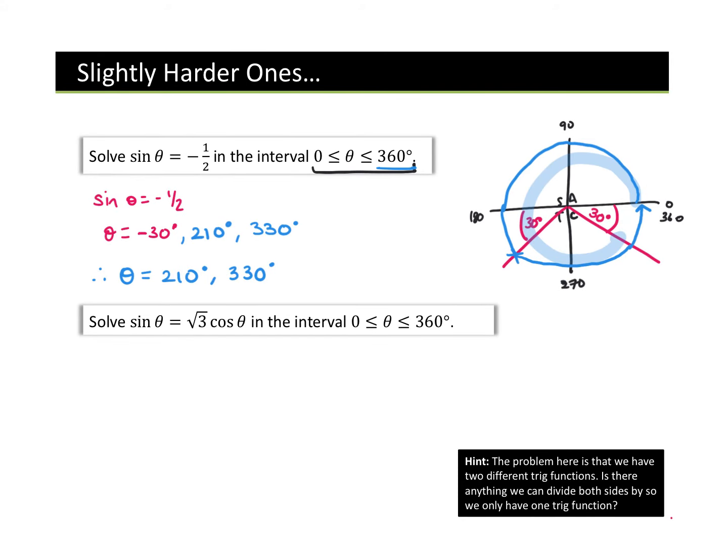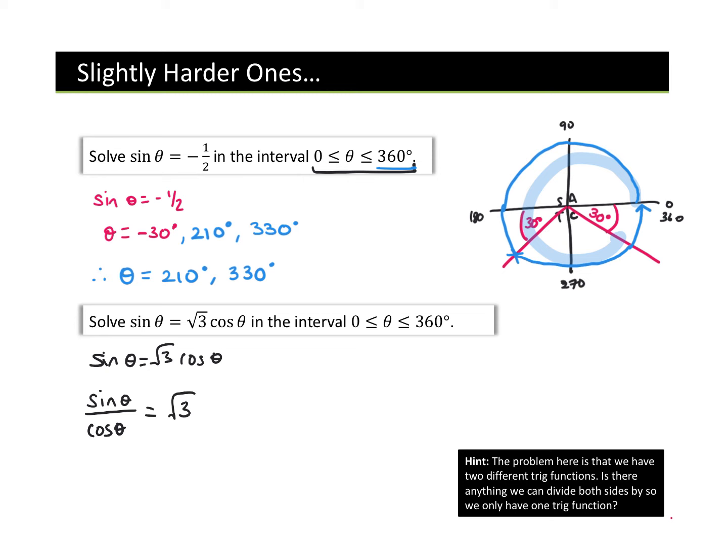Okay, so next up. Solve sine theta equals root 3 cos theta in the interval theta is greater than or equal to 0 and less than or equal to 360. Okay, so remember everyone, I want a number on one side and I want my trig functions on the other side, don't I? So from here, I'm going to have sine theta equals root 3 cos theta. The most practical thing to do is divide both sides by cos theta. So I'm going to have sine theta over cos theta equals root 3.